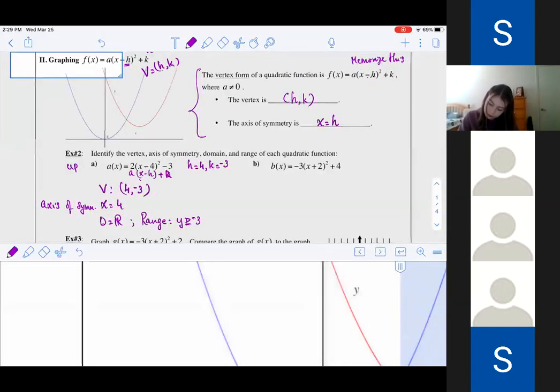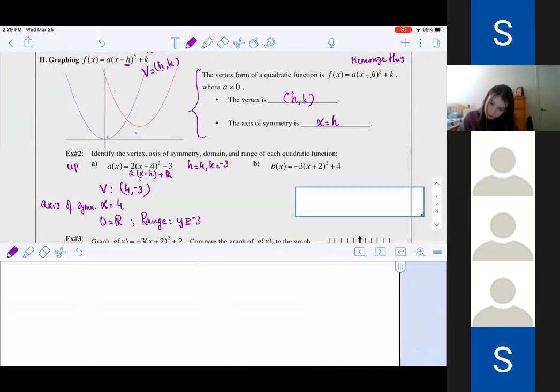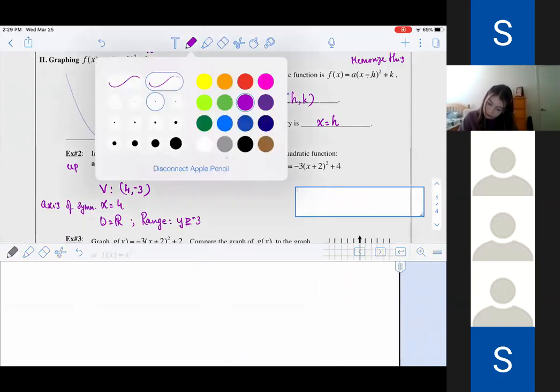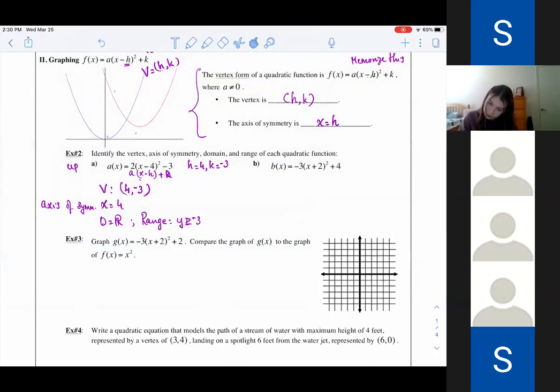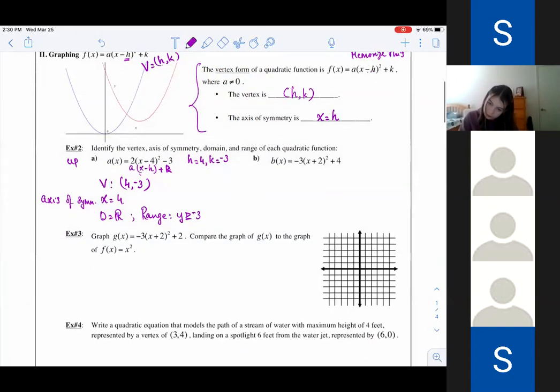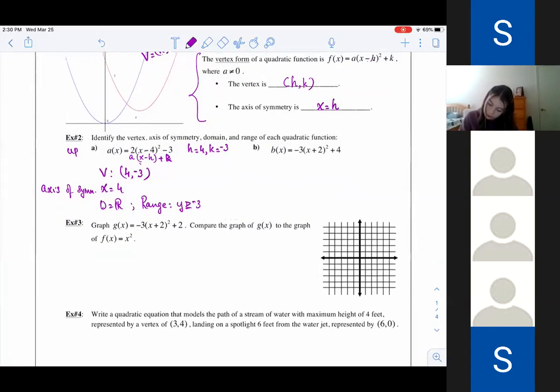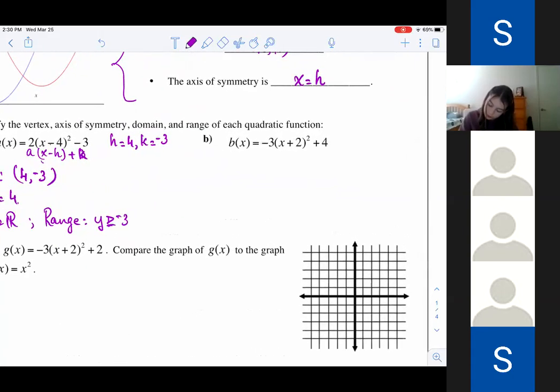Look at the equation and tell me. Does this open up or down? Down. Because of that negative sign. Okay. Again, we're going to write this: x is supposed to have negative h and then plus k.